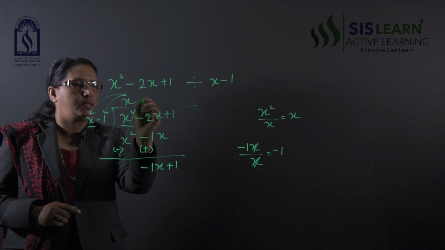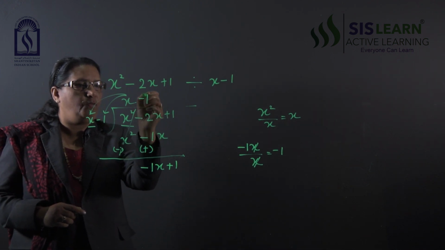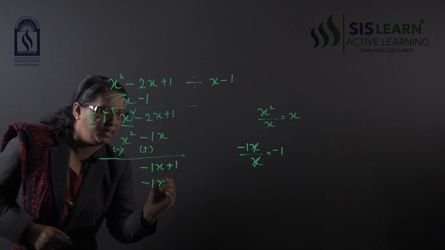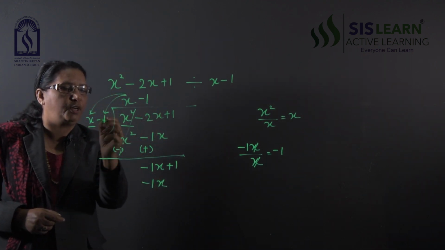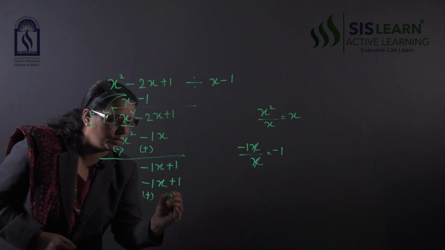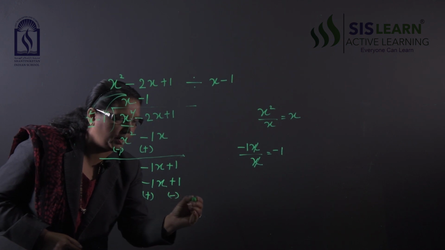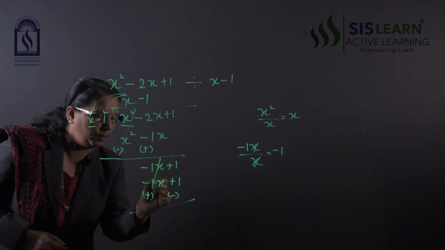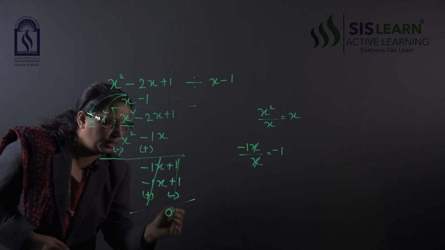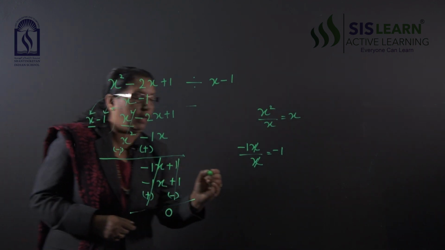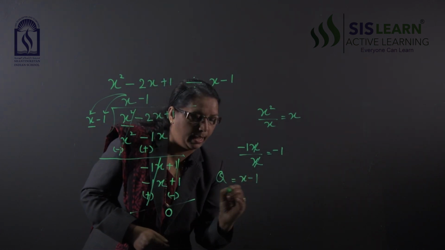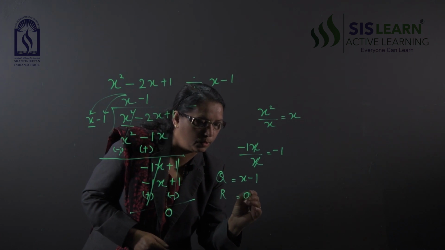So we take the quotient minus 1, with the minus 1 again we multiply with the same x, we get minus 1x, and minus 1 into minus 1 is plus 1. We change the sign, positive and positive will change to negative, and negative 1, positive 1 will be cancelled. You get the remainder 0. So we get quotient equals x minus 1 and remainder is equal to 0.